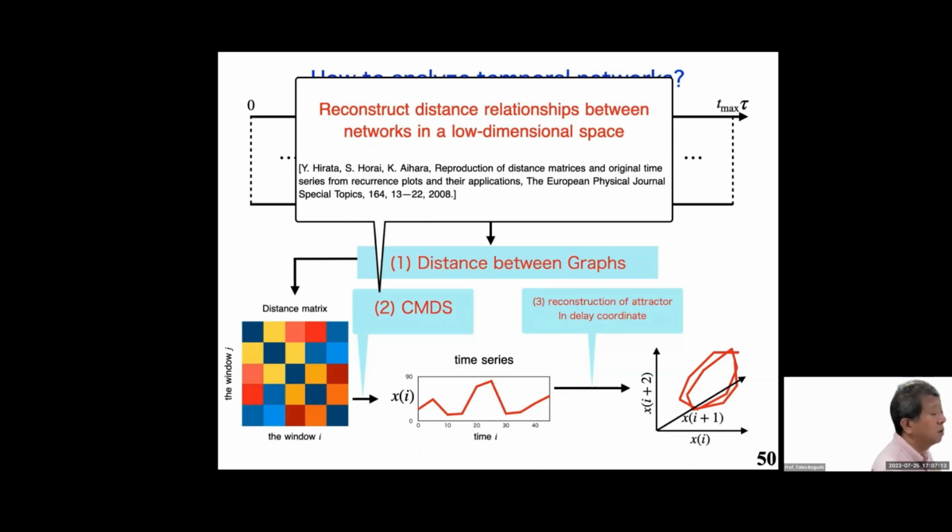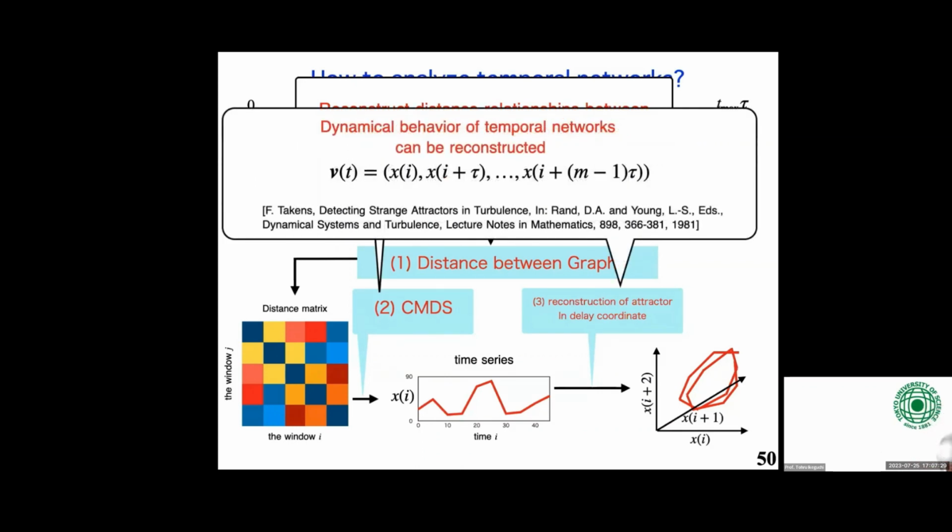So in this talk, the sequence of eigenvectors corresponding to the maximum eigenvalues when CMDS is applied is treated as a one-dimensional state transition time series. Finally, we apply the delay coordinate method to the obtained one-dimensional time series data.